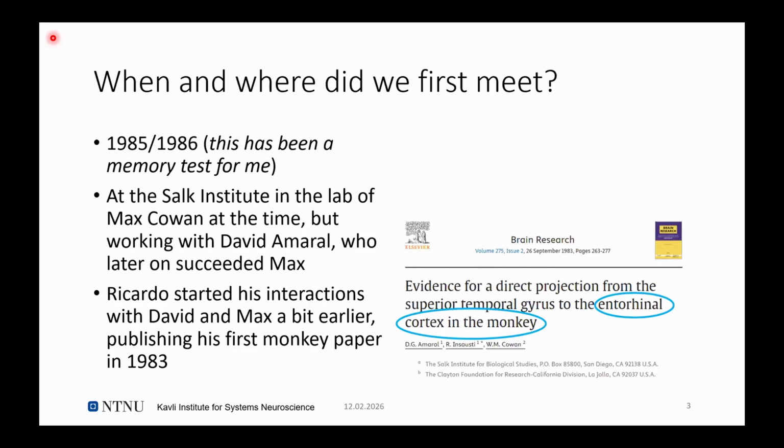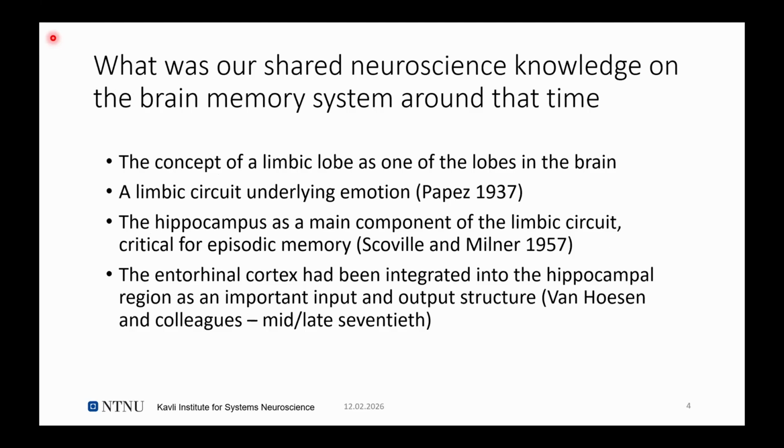When we started to interact, the question was, just as a background, what did we actually know? What was our knowledge at the time when we started to work together? We all knew about the concept of a limbic lobe, a set of structures in the brain that was described by Broca. I'll show a slide in a minute. There was a limbic circuit underlying emotion. There was a Papez circuit, and then we learned about the hippocampus as a main component of the memory circuit. And then we learned more and more about the entorhinal cortex.